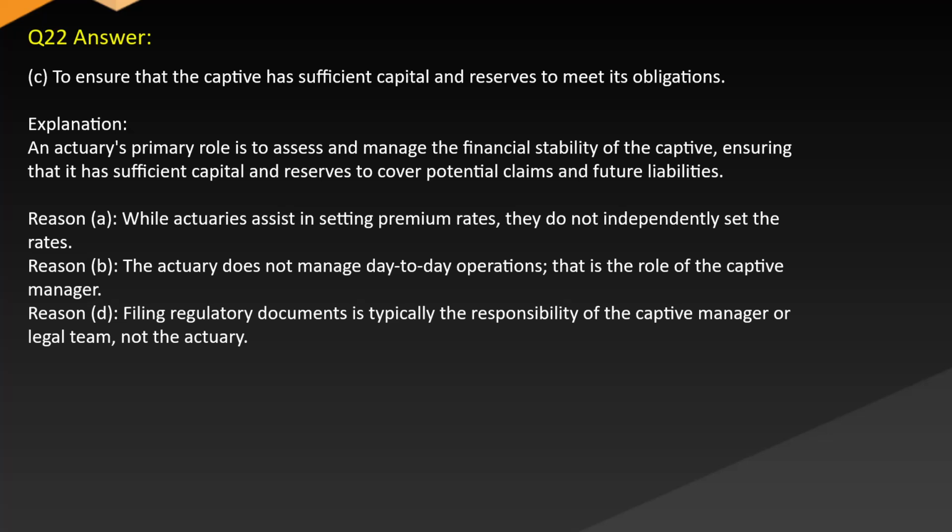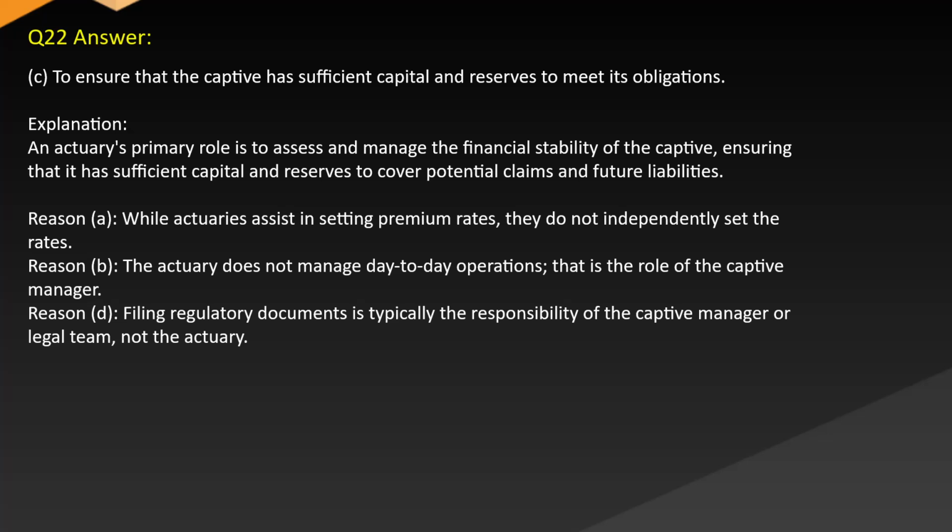Answer: C. To ensure that the captive has sufficient capital and reserves to meet its obligations. Explanation: An actuary's primary role is to assess and manage the financial stability of the captive, ensuring that it has sufficient capital and reserves to cover potential claims and future liabilities.